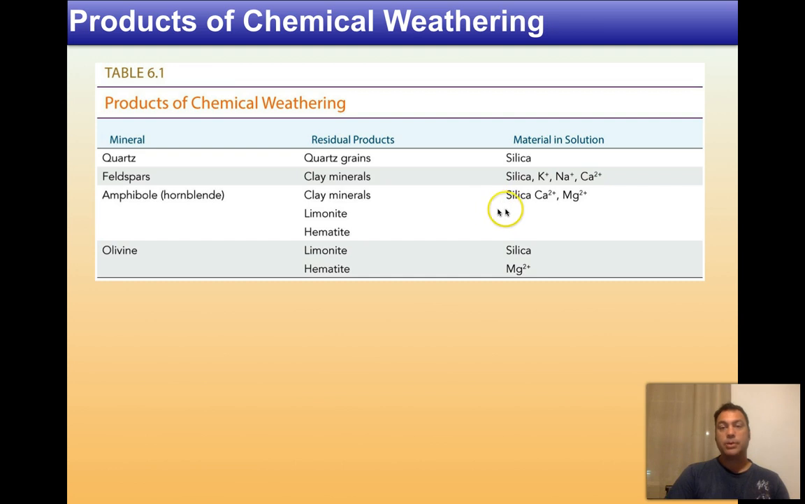And into the water, it's going to release silica, calcium, and magnesium. So as a single mineral breaks up, it actually results in the formation, in this case, of 5 or 6 different chemical species that go into the environment. Neat stuff. Olivine, when it breaks down, it's a little bit more simplistic than amphibole. It just forms limonite, hematite, silica, and puts a magnesium ion into the water. Neat stuff.